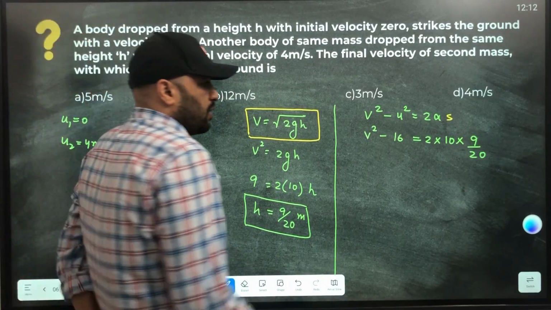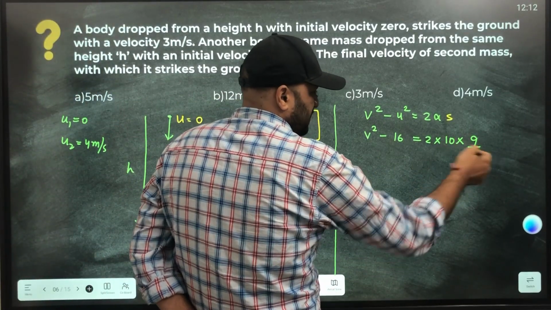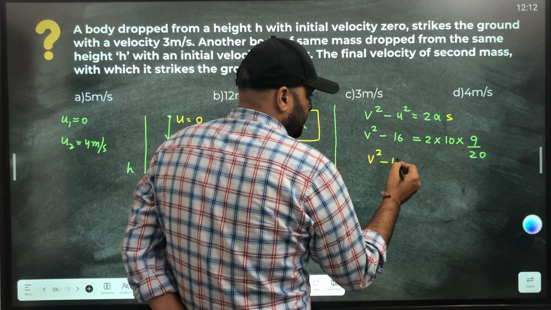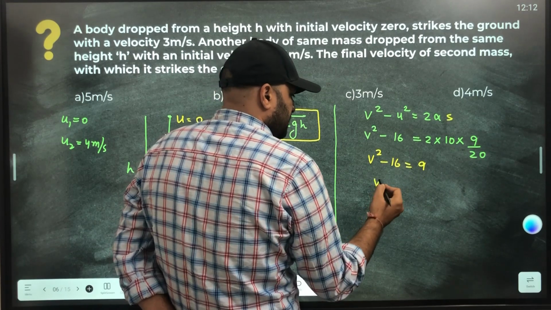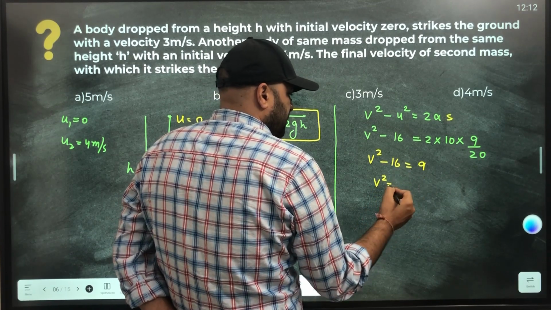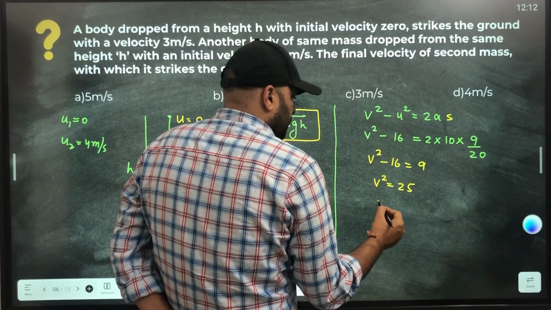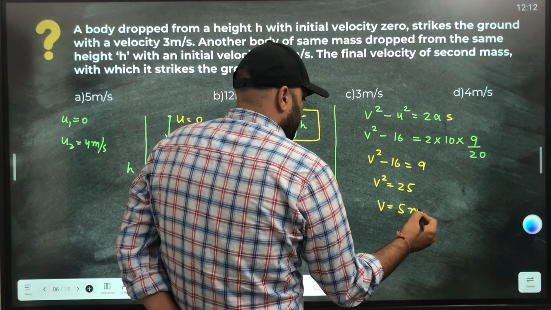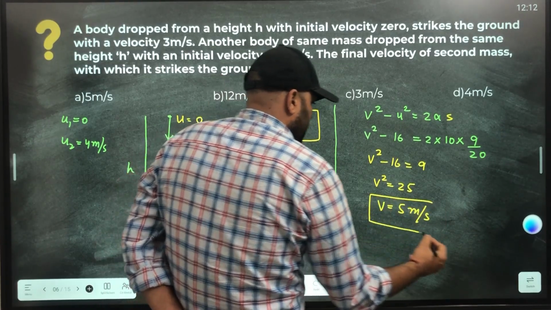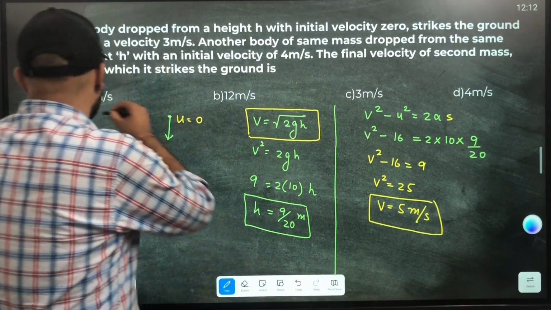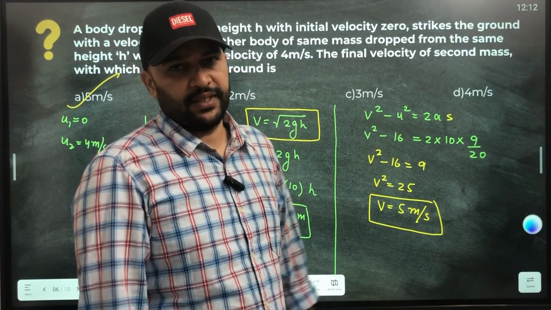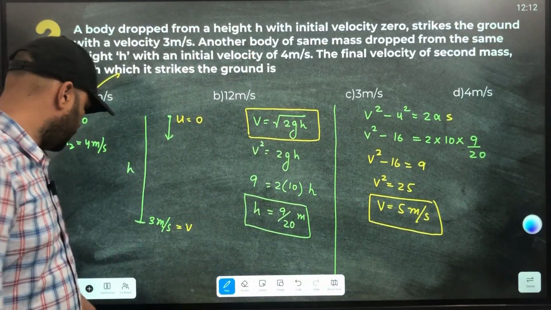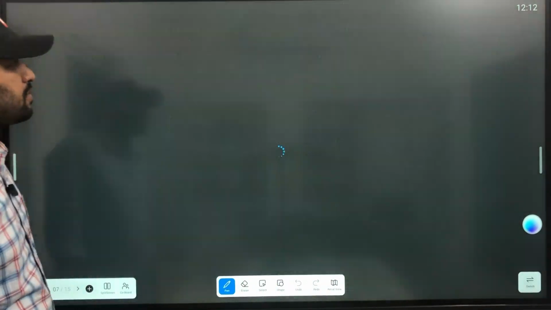Now let's simplify it. 20 cancels with 20. v square minus 16 equals 9 that you are left with. Let's take 16 to that side and add it to 9. So 9 plus 16 will make it 25. So the velocity with which it will hit the ground will be 5 meter per second. Correct? Is there any option? Yeah, option A is correct. The velocity with which it hits the ground is 5 meter per second. I hope this is clear. Let's move to the next question without wasting time.